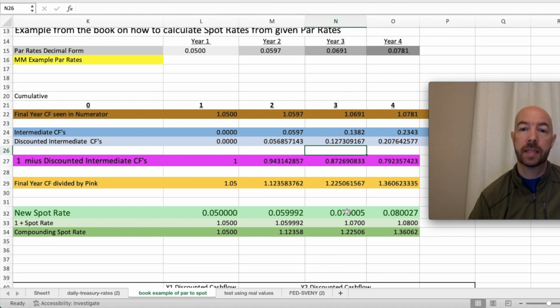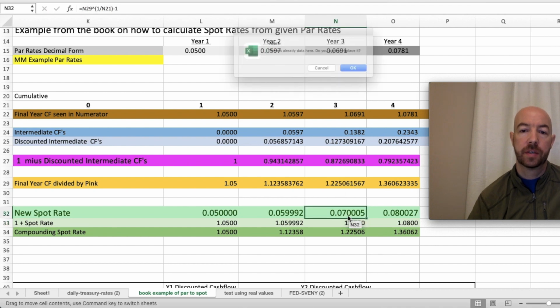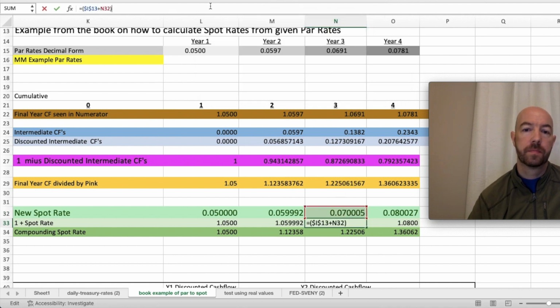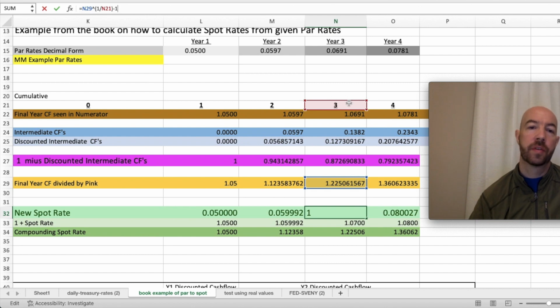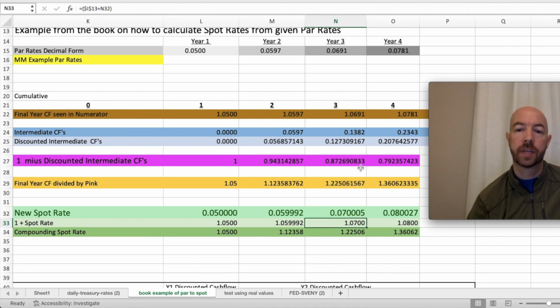So by the time you do all the work, you're going to take the final year cash flow, which was this brown one, divided by the pink, and you're going to get this number. You're basically taking the blue and raising it to the 1/3. So you're taking the cubed root, and then you're subtracting off your 1. So that gives you the 7% spot rate for year 3, right?